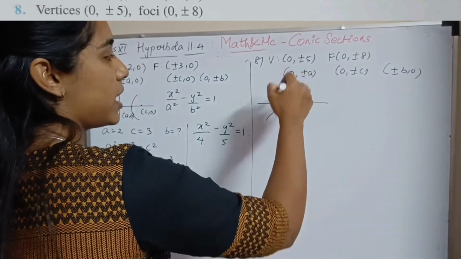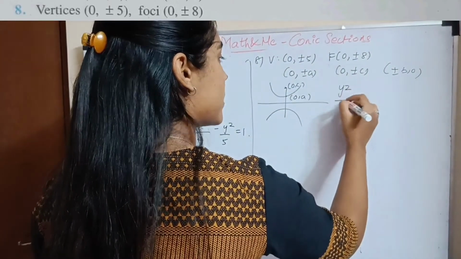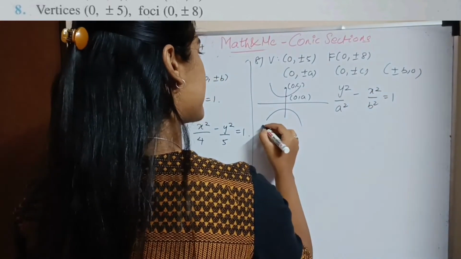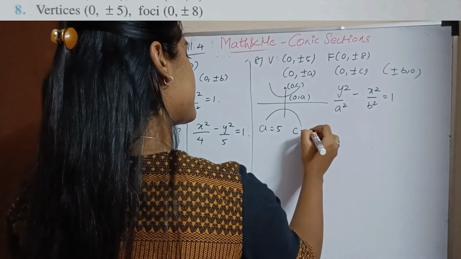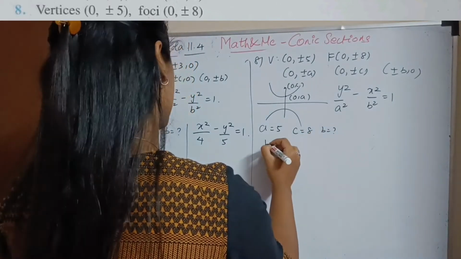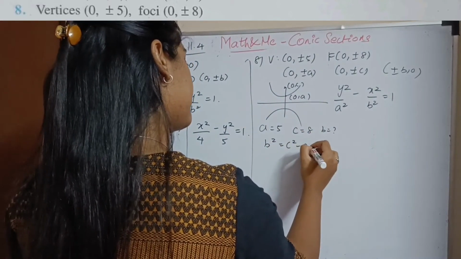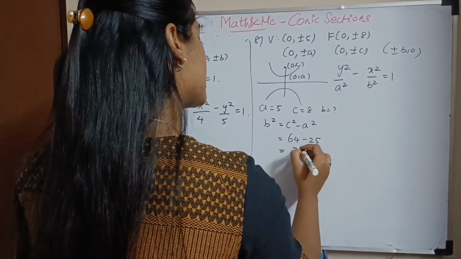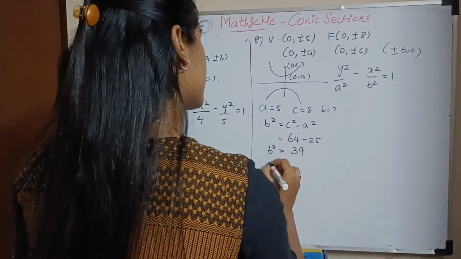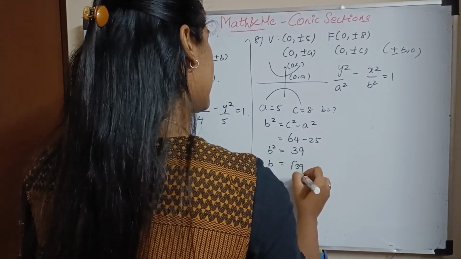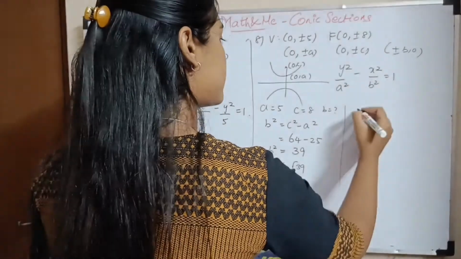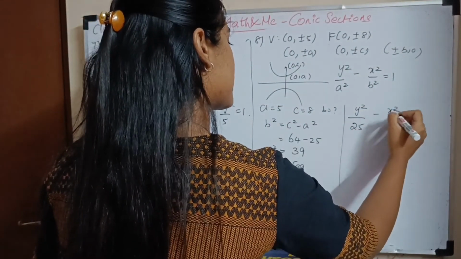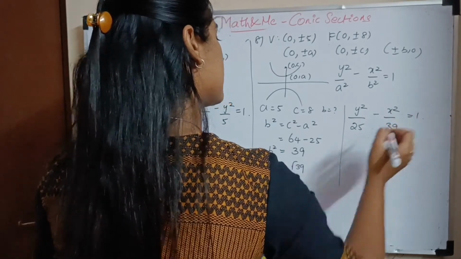So since the hyperbola lies along the y-axis, the equation is y square divided by a square minus x square divided by b square equals 1. Value of a is 5. Value of c is 8. B is not known. b square equals c square minus a square, which is 64 minus 25, which is 39. So b square is 39. b equals root 39. So how does my equation look like? Y square divided by a square, which is 25, minus x square divided by b square equals 1. Okay.